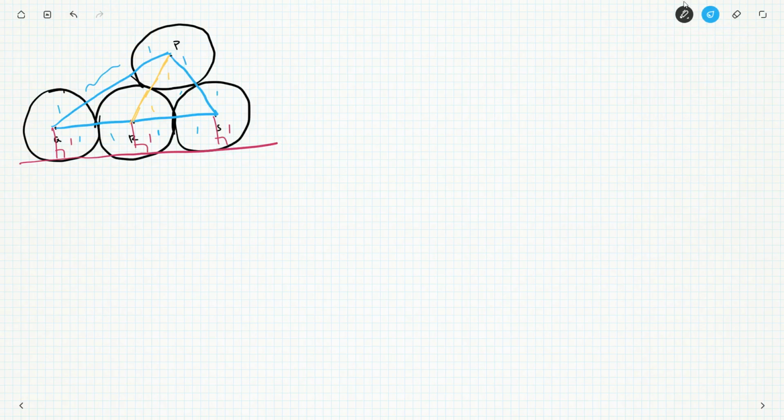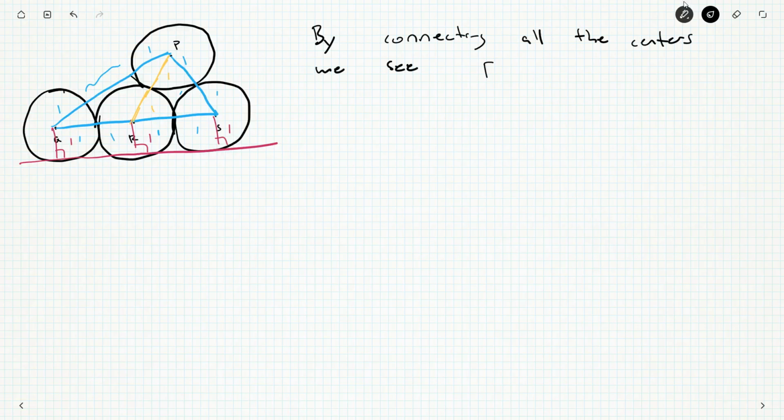Okay, now notice that by connecting all the centers, we see PRS is equilateral. How do you know it's equilateral? We don't know the angles. Yeah, but we know that it's 2, 2, and 2.